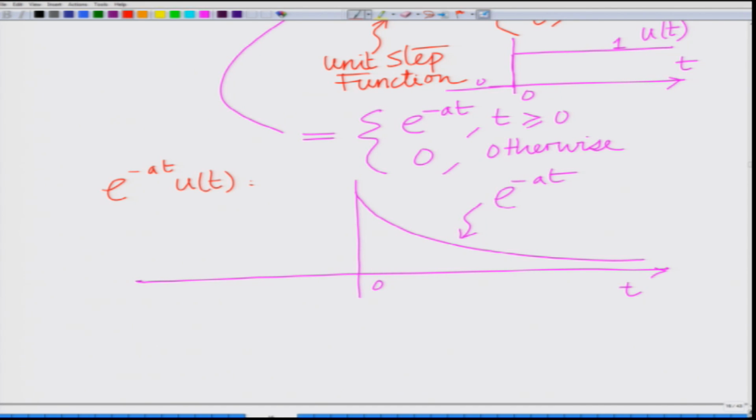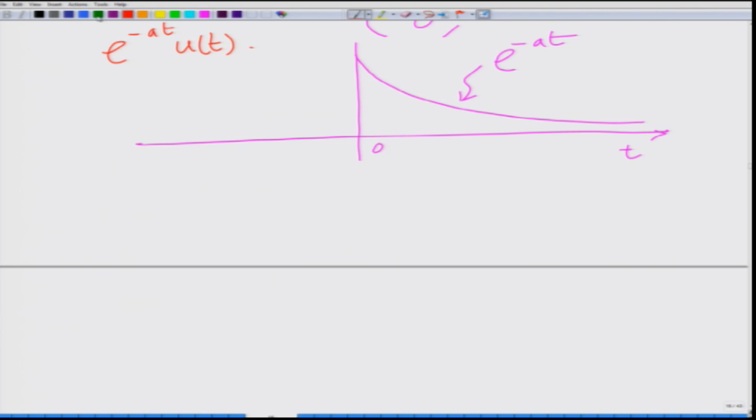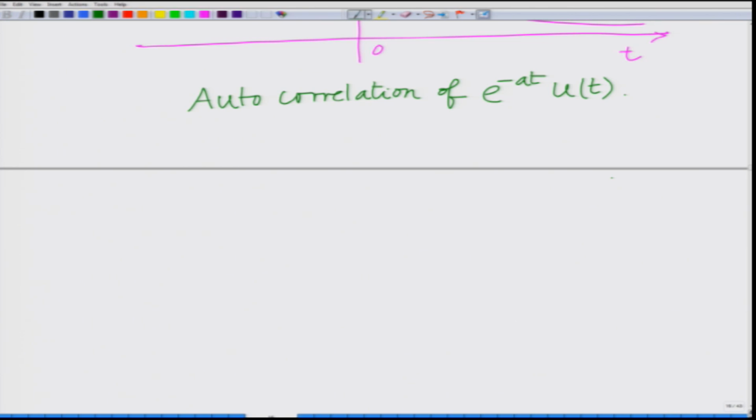This is basically your signal e power minus a t into u t. Now, let us compute the autocorrelation of this signal e power minus a t u t. Now, the autocorrelation is nothing but Rxx tau.